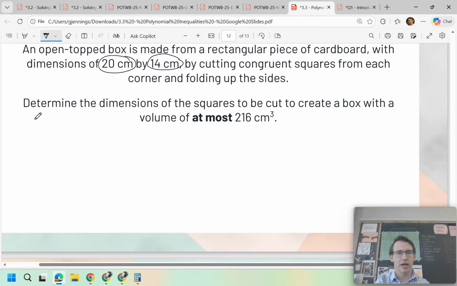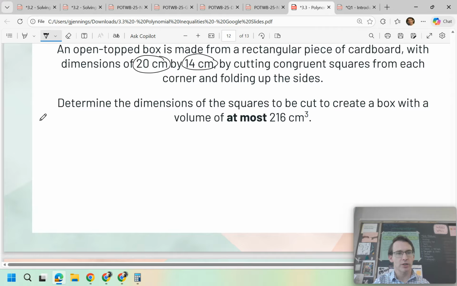So start with your diagram. 20 centimeters by 14 centimeters. I draw my rectangle of cardboard. Accurate is not super important. This one's 20, this one's 14. We cut out congruent squares from the corner. So I'm going to cut them out from all the sides just to help me visualize. These are the bits that I cut out. How big a piece should I cut out? We don't know. So when we don't know something, we call it x. So that's x everywhere.